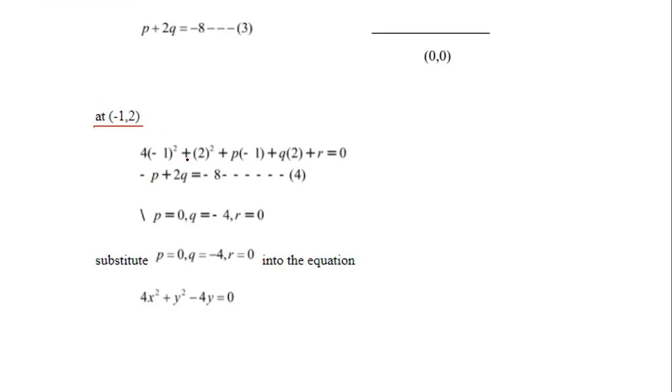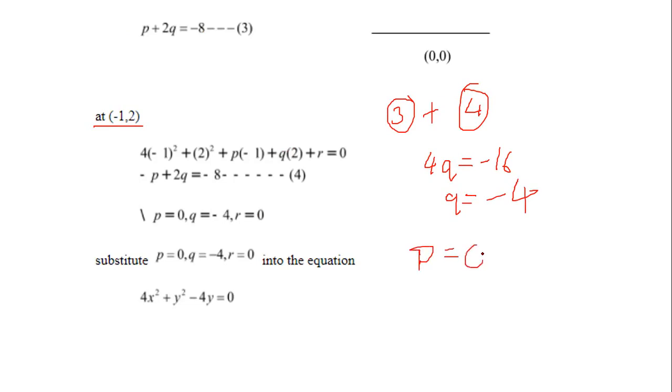So negative 1, we substitute inside. We'll get a new equation: negative P plus 2Q equals to negative 8, which is the fourth equation. So we can do the third equation plus the fourth equation. You will get 4Q equals to negative 16. So Q is negative 4. Then we substitute negative 4 back into the third equation, and we will get P equals to 0.